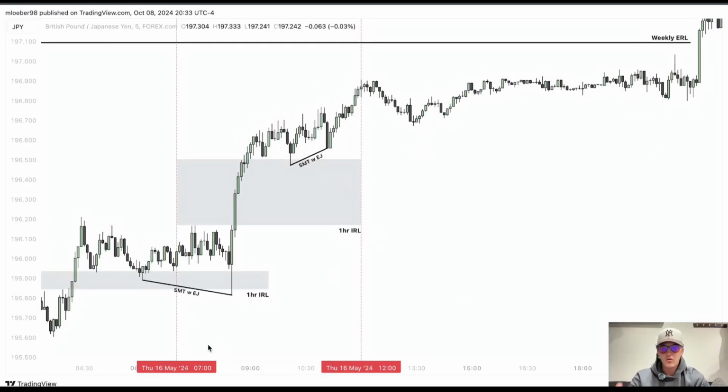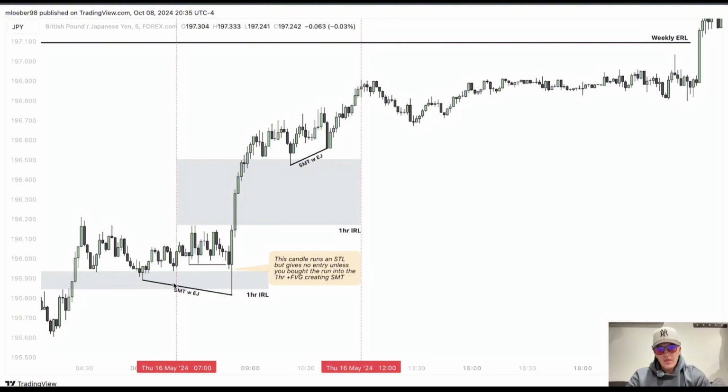Okay, so we're looking at New York session, opening at 7 a.m., closing at 12. This is our hourly gap tags with our SMT divergence with Euro JPY. So see if you could annotate any entries on these two hourly gap tags. Now, I know for a fact you guys are going to see one of them, but you're not going to see the other.